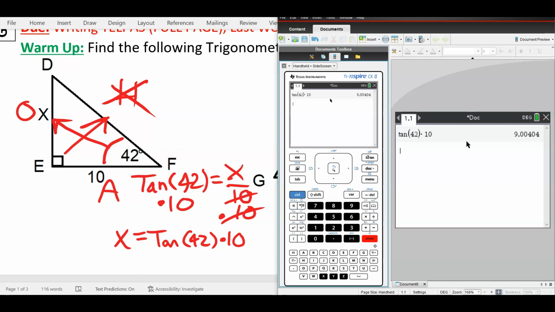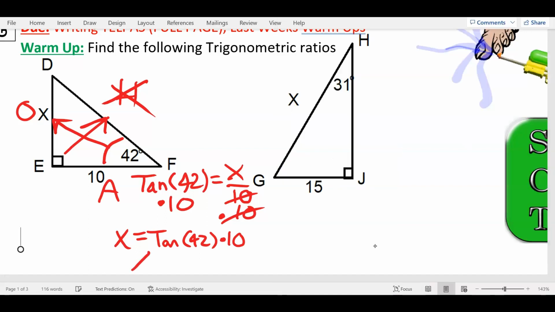Stay the same. So 9.00, which is the same thing as just 9. So X equals 9. These are the types of problems that you use trigonometry for. If you know an angle and you know one side of a right triangle, you can find any of the other sides using trigonometry. Okay.